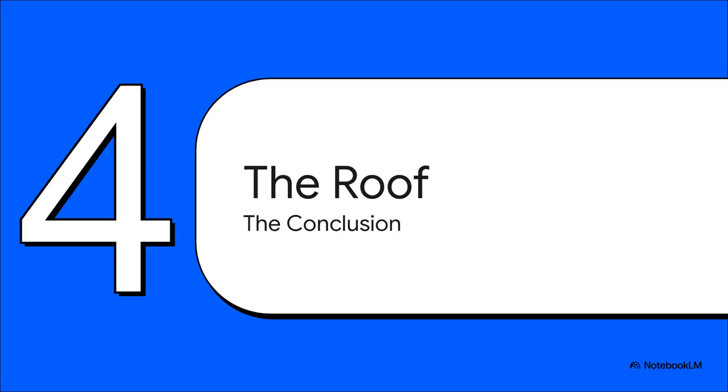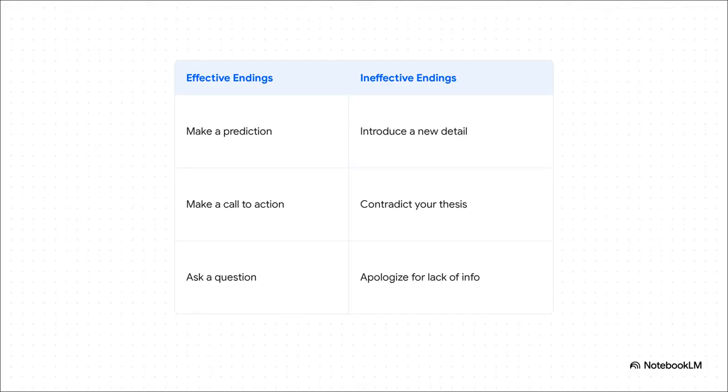So, we've laid the foundation. We've built the rooms. There's just one big piece of the puzzle left. It's time to put a roof on this thing. Your conclusion brings it all together, protects all your hard work, and makes the whole structure feel complete. And just like the intro, there are some great ways to build this roof and some really bad ways. You absolutely never want to introduce a brand new idea in the conclusion. That's like leaving a giant hole in the roof.